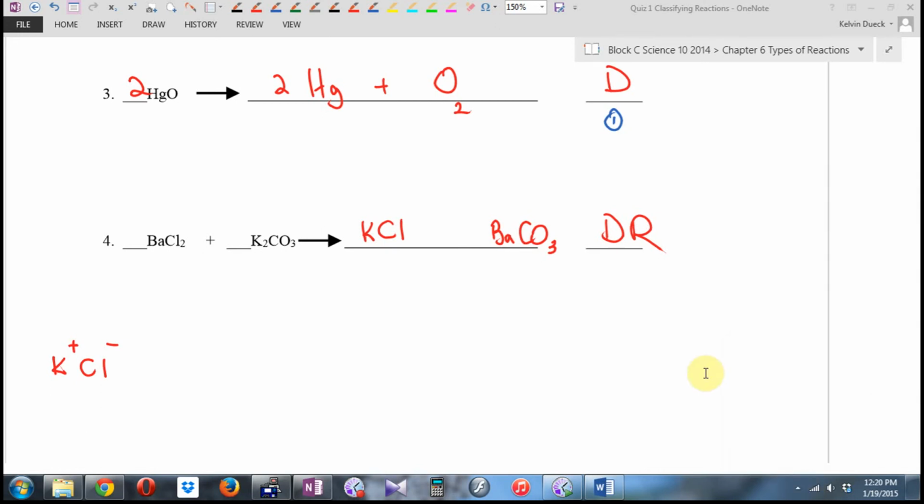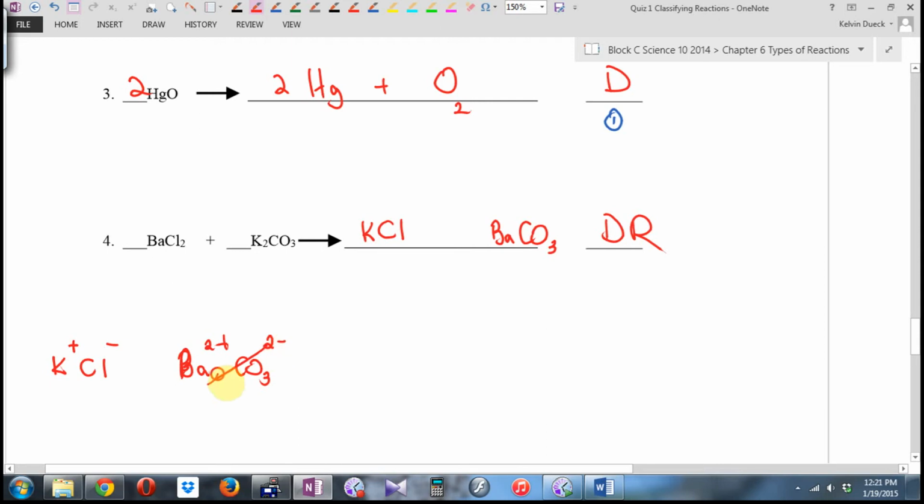Barium, I have no idea. Barium, 2 plus. CO3, which is carbon something. Carbonate. 2 minus. When I crisscross, I get 2 and 2, which reduces to 1 and 1. You know what? It is going to be BaCO3. I didn't have to crisscross. Now we balance. Put a plus sign there.